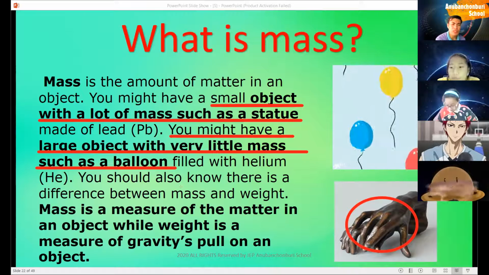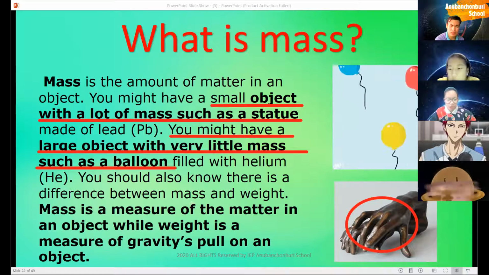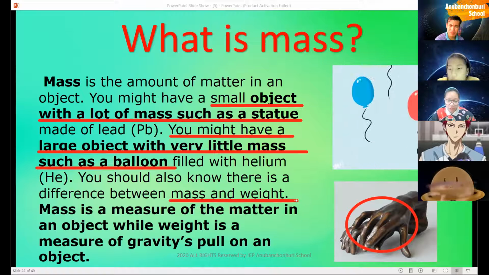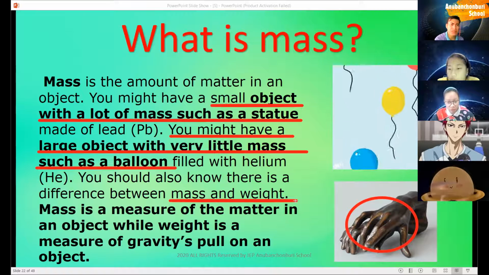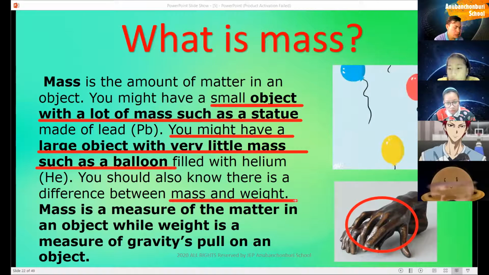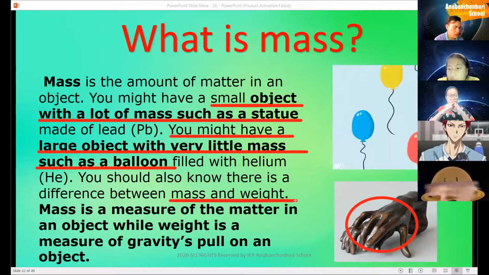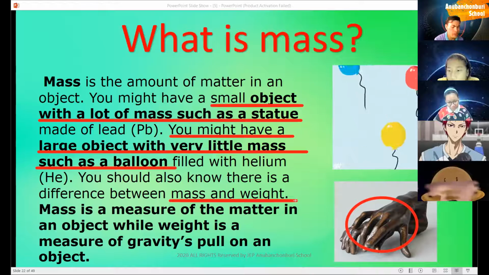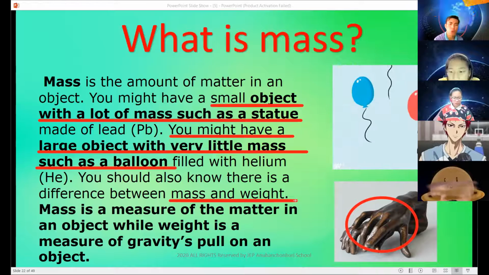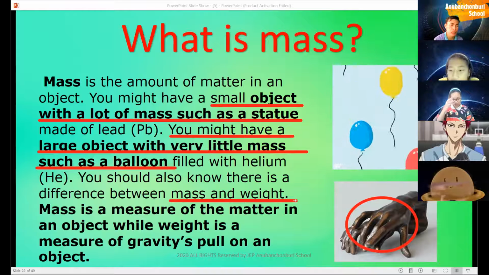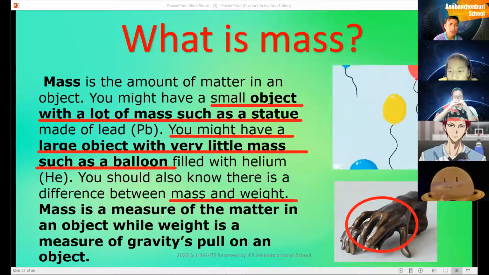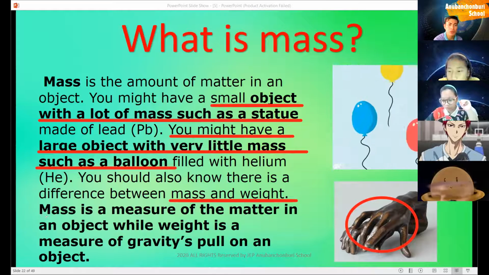Now, what is the difference between mass and weight? Are they the same? Anybody can answer? Is the mass and the weight the same? No, right? They are not the same. Because here, the mass is the measure of the matter of an object.